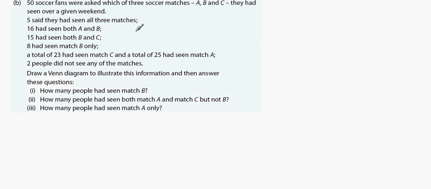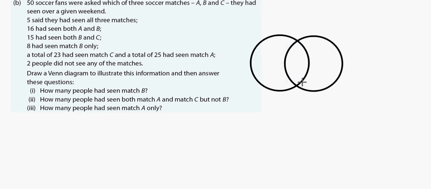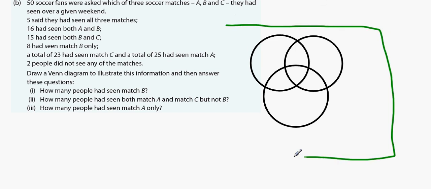50 soccer fans were asked which of the 3 soccer matches A, B, and C they had seen over a given weekend. 5 said they'd seen all 3 matches. So to do this question, we're going to have to draw our Venn diagram. Our Venn diagram will look something like this, and we'll draw the outer barrier here. We will call this A, B, and C.